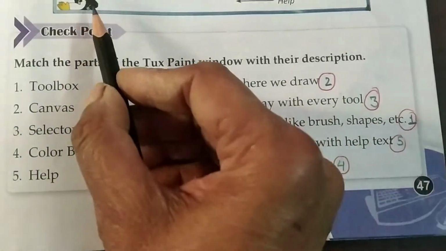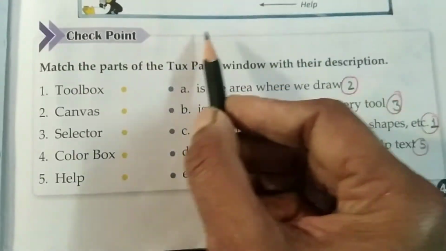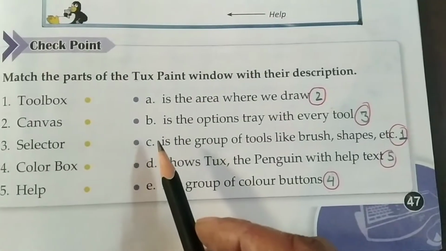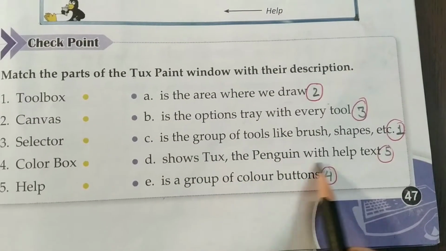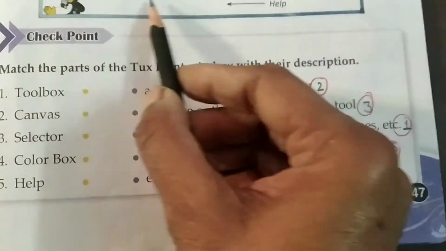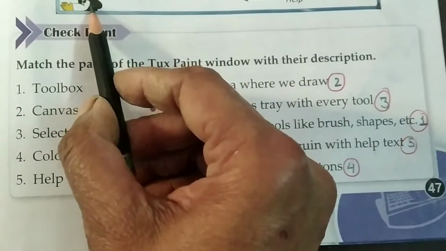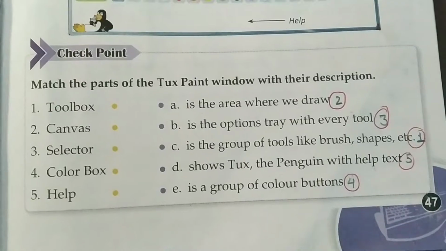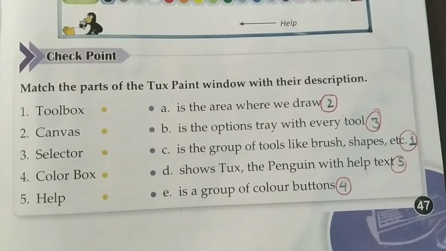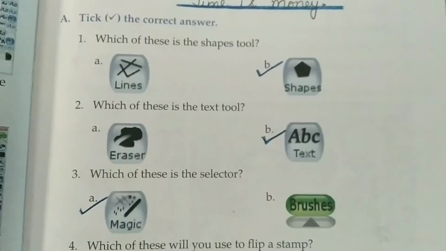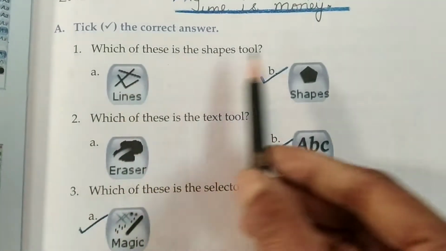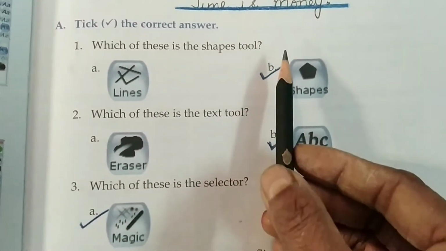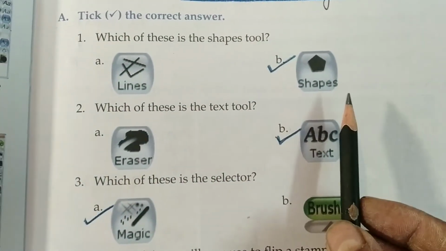Help. This is the help window. Okay, it shows Tux the penguin with the help text. You have to write the text here, and the penguin helps with your problem. Okay, then you turn your page. Again you have to write down the date and quotation on the exercise. Okay, then you start your work.